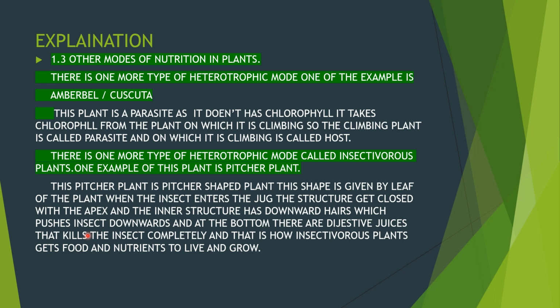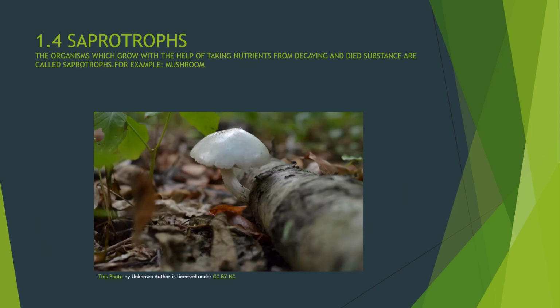So the hairs push the insect downwards, and when it completely falls down, there are digestive juices which completely kill the insect, and the insect lastly stops moving. It's like a murder of an insect. And that's how the pitcher plant, an insectivorous plant, gets its nutrients to grow and live.